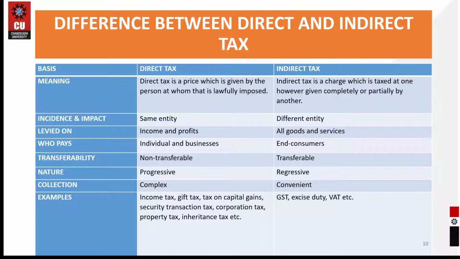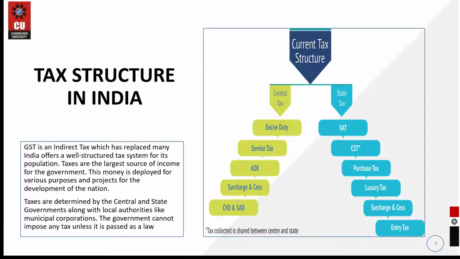Now moving further, let us start the tax structure in India. We will take a brief introduction to the tax structure in India in this class, and in the next class we will discuss it in a bit more detail. GST is an indirect tax which has replaced many indirect taxes in India. Taxes are the largest source of income for the government. This money is deployed for the developmental activities of the nation.